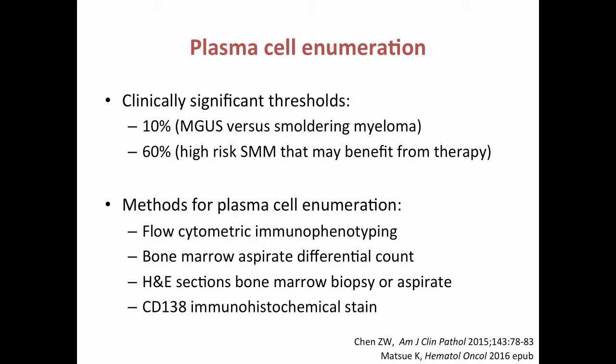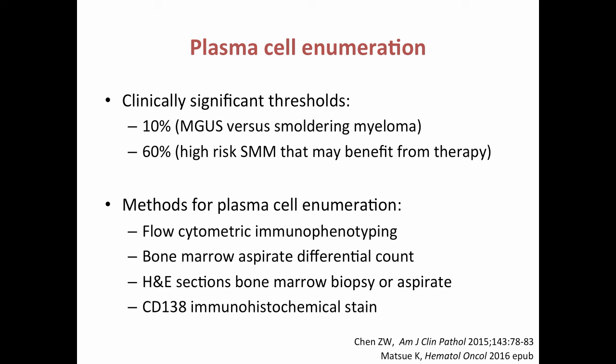In a patient who does not have myeloma-related organ or tissue impairment, such as hypercalcemia, renal insufficiency, anemia, or bone lesions, 10% plasma cells is used to distinguish MGUS and smoldering myeloma. For a patient with smoldering myeloma, like the one presented here, a threshold of 60% is often used to identify a high-risk disease, which might benefit from initiation of therapy.